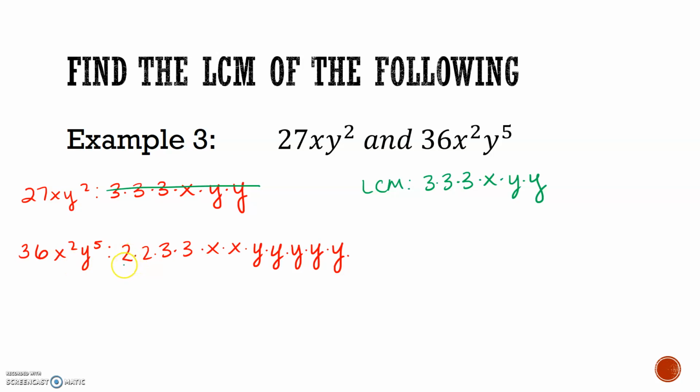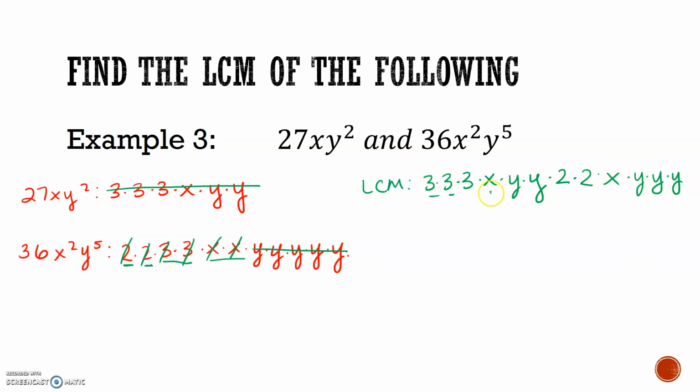Now for the ones that are missing in here, this 2, I don't have a 2 written at all, so I need one. This 2, I don't have another 2 written, so I need one. The 2 3s, I have both of them, so I don't need either of those. 2 x's, I have one, but I'm missing one, so now I have 2 x's. And 1, 2, 3, 4, 5 y's, I have 2, so I'm missing 3. So now I have a total of 5 y's.